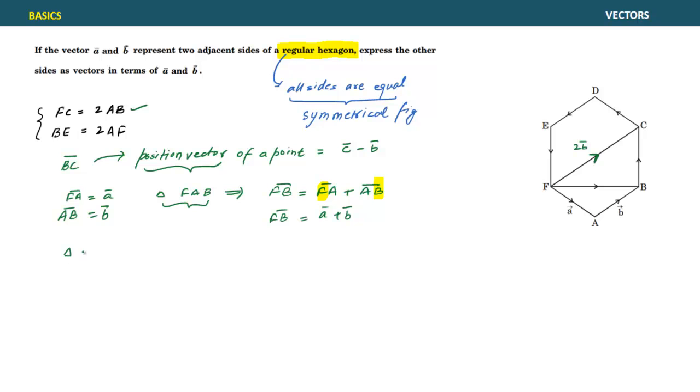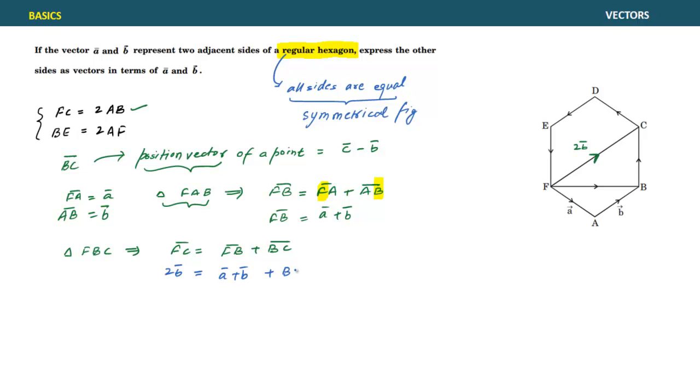Now let's take triangle FBC. So in triangle FBC, again, what is the triangle law of addition? F to B, B to C, then F to C will be the resultant. So FC is basically the resultant of FB plus BC. Again, by the same law, you can say the extreme values. So we wanted to find BC, what all values we know. Yes, we know the FC value this time. FC is 2B. FB is what? We just calculated, that is A plus B.